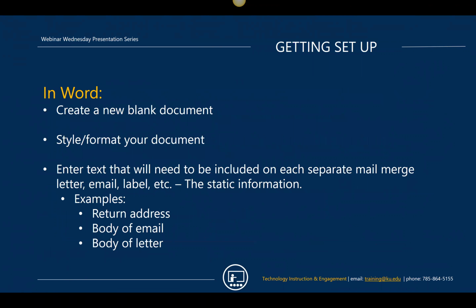Getting set up in Word, there are a few ways you can start out for the mail merge files. I usually suggest to start with just a new blank document. With that blank document, you're going to enter text, be it that you copy and paste or type it, whatever. You're going to enter the text that will be the static information, the information that will be on every letter that you send out. You're going to want to style that and format it within your file. So that's the first thing to do in Word.